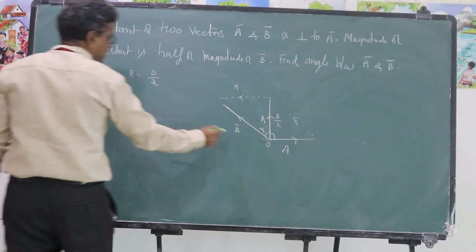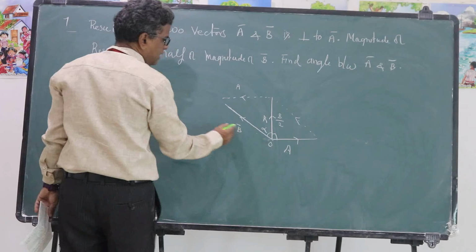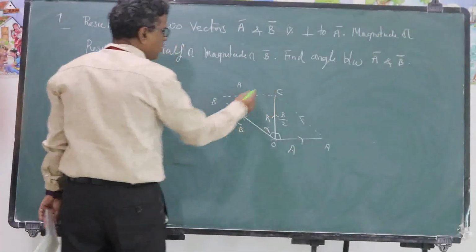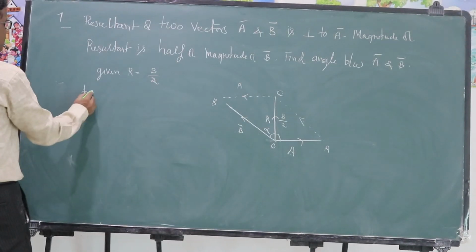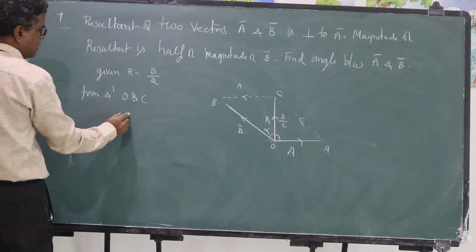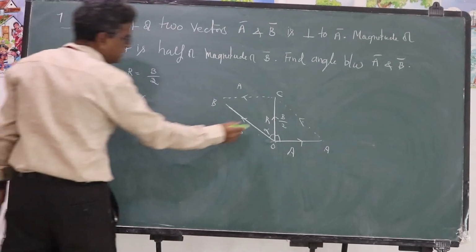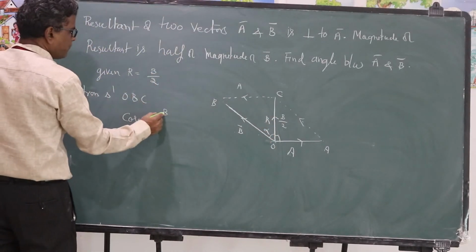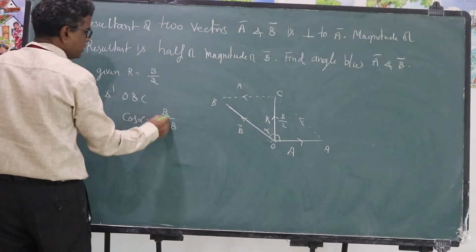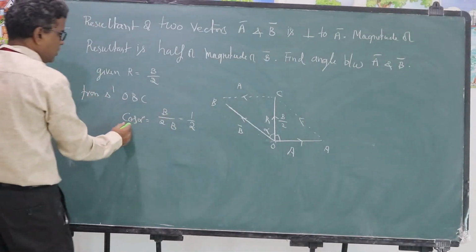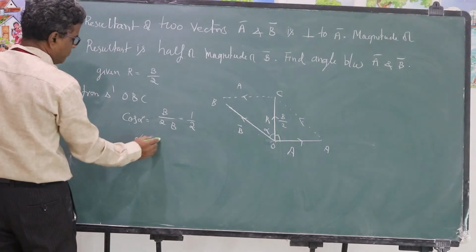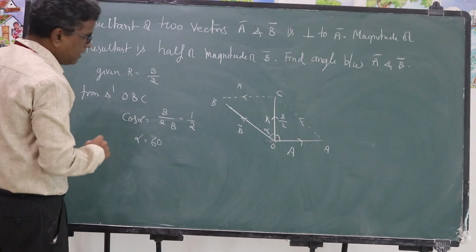So you apply it to this triangle. Let it be OABC. From triangle OBC, what is cos alpha? Adjacent side B by 2 by hypotenuse mod B. This B gets cancelled, you will get half. Cos alpha is equal to a half, then alpha is 60.